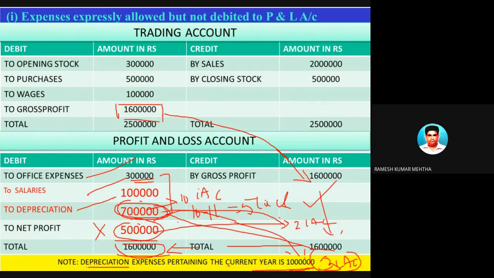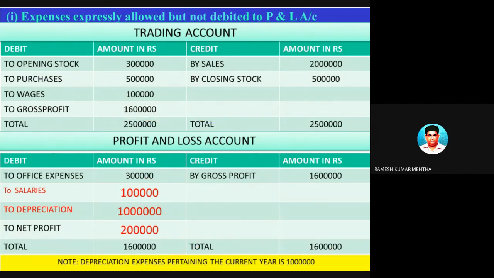So deduct it. So what I have done in the next slide, in place of 7 lakh rupees, I have changed it to 10 lakh rupees. And what is happening to 5 lakhs? Just observe. So depreciation, I changed it to 10 lakh rupees from 3 lakh rupees. So from 7 lakhs, I have added 3 lakhs. So the depreciation is now 10 lakh rupees. And what has happened to net profit? Net profit has decreased from 5 lakhs to 2 lakhs.